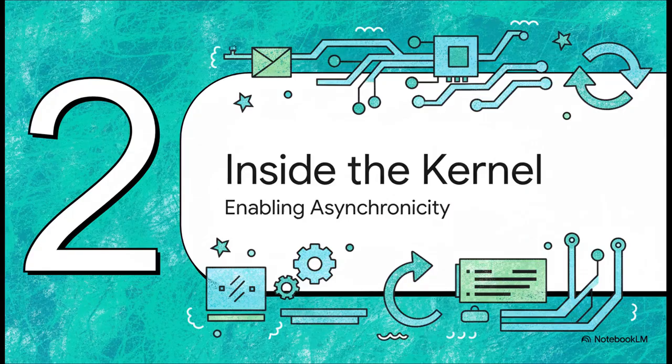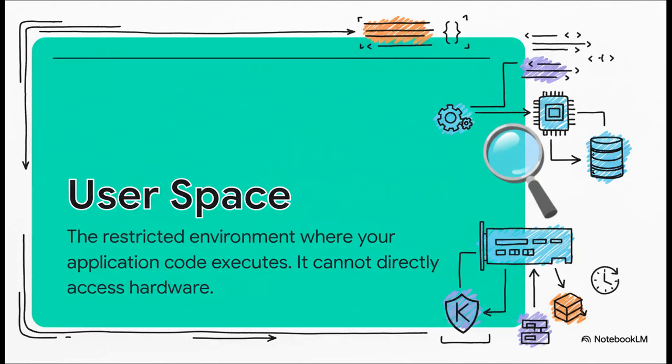Okay, so we get the what and the why. Now let's go down the stack and see how this is even possible. And it all begins deep inside the operating system kernel. So your application, your Node.js server, your Python script, whatever, it lives in what we call user space. You can think of this as a safe, restricted sandbox. It's designed this way for stability. Your code can't just directly talk to the network card or the hard drive.